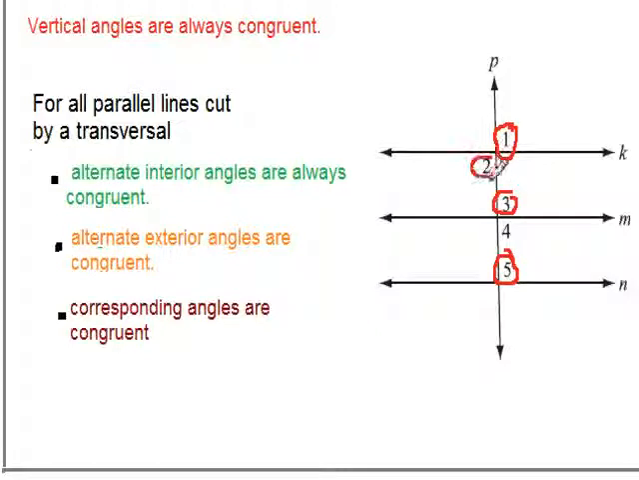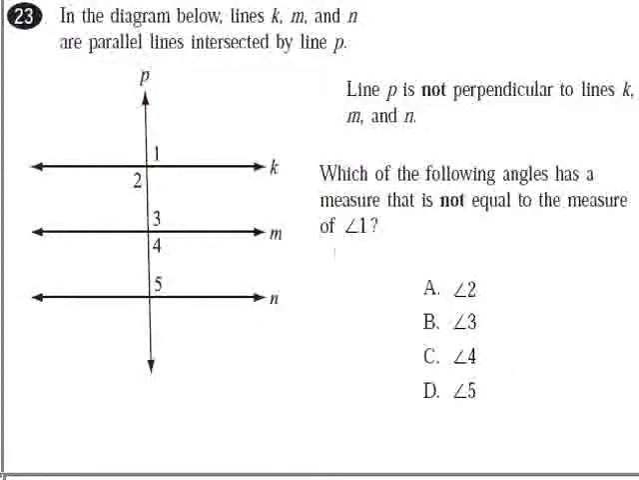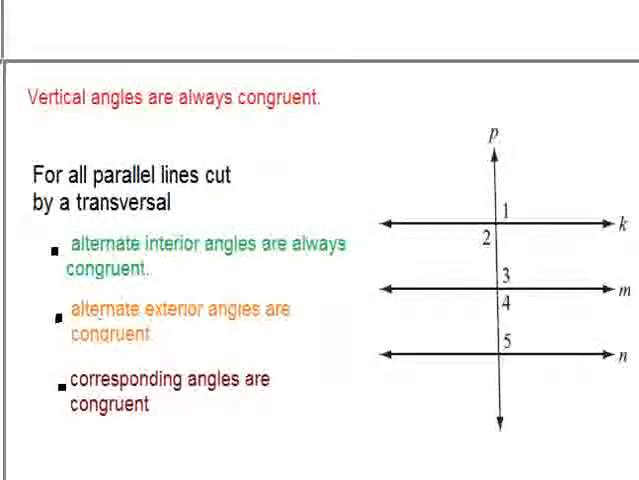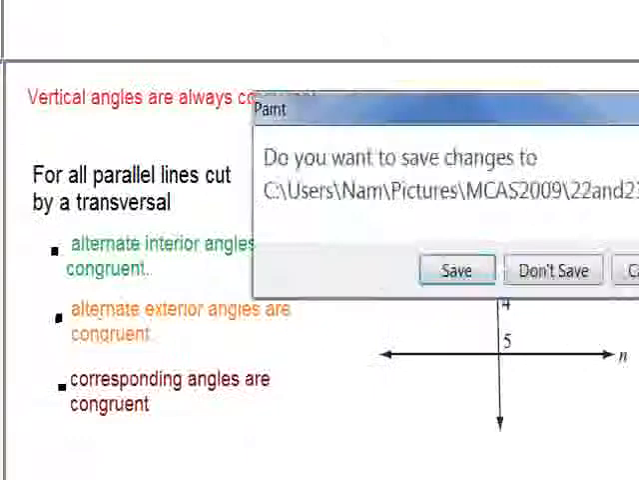And angle 2, since it's a vertical angle to angle 1, is also equal or congruent. The only angle that's not equal is this angle 4. Actually, angle 3 and angle 4, since they come together and form a straight line, are supplementary, or they add up to 180 degrees. So your choice here would be C, angle 4. And let's move on to the next problem. Next problem would be 24 and 25.